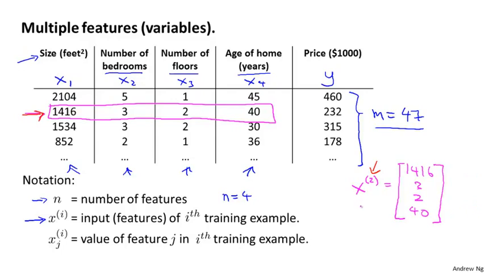With this notation, x superscript 2 is now a vector, and so I'm going to also use x superscript i subscript j to denote the value of feature number j in the ith training example. So concretely, x superscript 2 subscript 3, let's say, would refer to feature number 3 in this vector, which is equal to 2. Right? And that was a 3 over there, just to fix my handwriting. So x superscript 2 subscript 3 is going to be equal to 2.